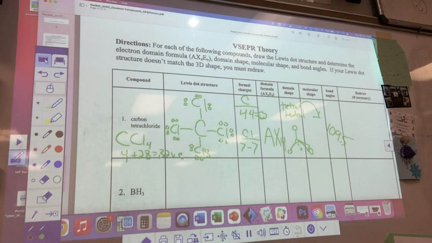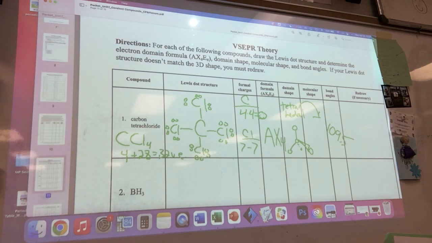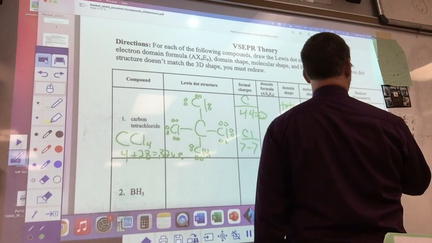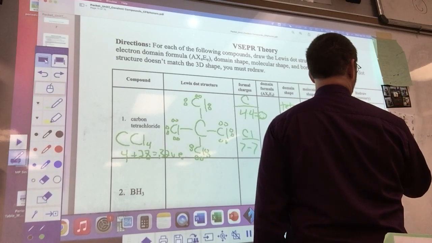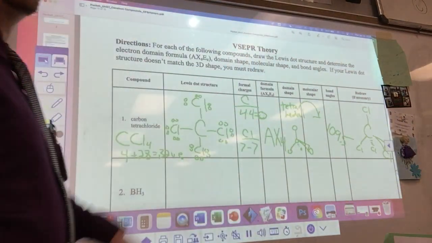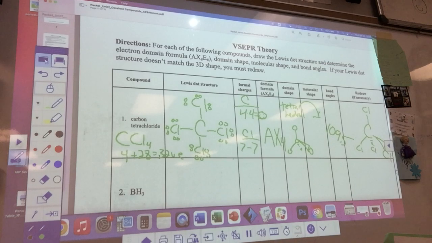Radio stations don't go up that high, but if they did, that's the one I'd be listening to. 109.5. All right, finally, does our picture over here, the original picture, look like a tetrahedral? Oh, you got to redraw it. So, carbon, chlorine, chlorine, going off into the sunset, chlorine coming out at you. Whoa, chlorine. And oftentimes when you redraw it, you wouldn't have to draw all the dots unless it specifically says that. But yeah, I have a molecule that looks like a tetrahedral shape.